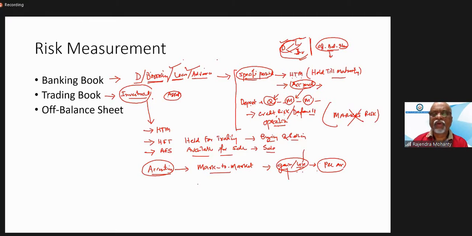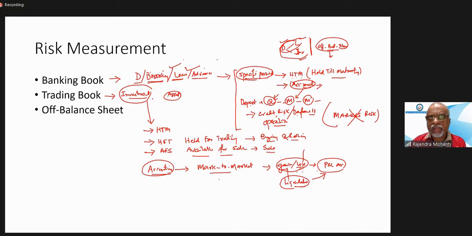In the trading book, whatever transaction is done by the bank is subject to adverse movement of the market, because the movement of the market price of any asset results in either gain or loss. So this loss or gain has to be liquidated every day. That is called the mark to market process. You have to account for it in the P&L account. That has to be liquidated every day.